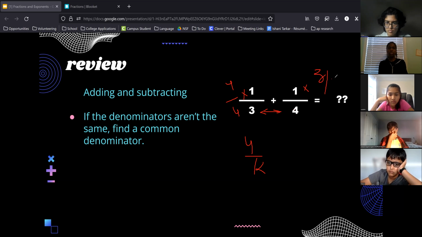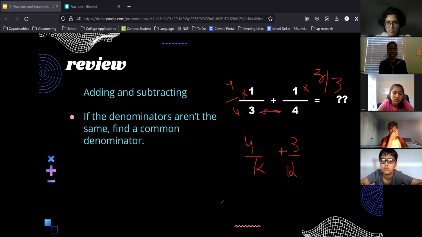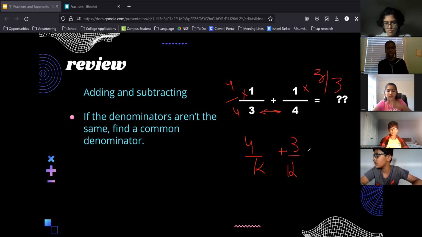With this method, since 4 over 4 is technically 1, when you multiply a fraction by 4 over 4, you're just multiplying by 1. So you're not actually changing the value, you're just changing how the number is perceived. Now that the denominators are the same, you can add across, so that will be 4 plus 3, and the answer will be 7 over 12.